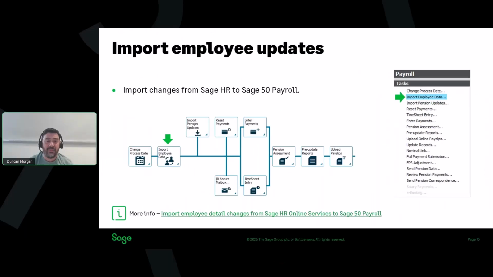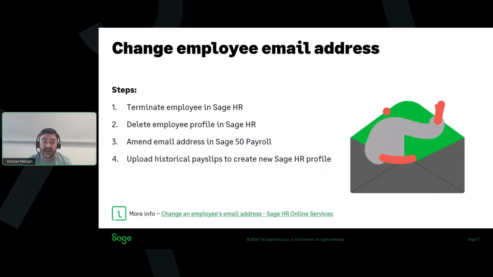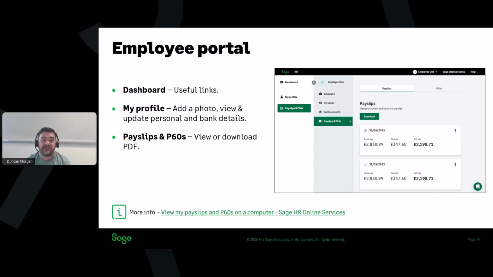So again, I have added links on the handout there, which explains a bit more about what you've just seen, and a couple of screenshots of the process to import the employee updates. I think we had a question about it earlier. If you do need to change an employee email address, there is a specific process you need to follow. So the steps are on the slide there, as well as a link to the article that explains how to do that. And we've also just seen a quick glimpse of the employee portal. So a very basic version of your admin portal. And they can basically see what you can see in their employee record as an admin user.